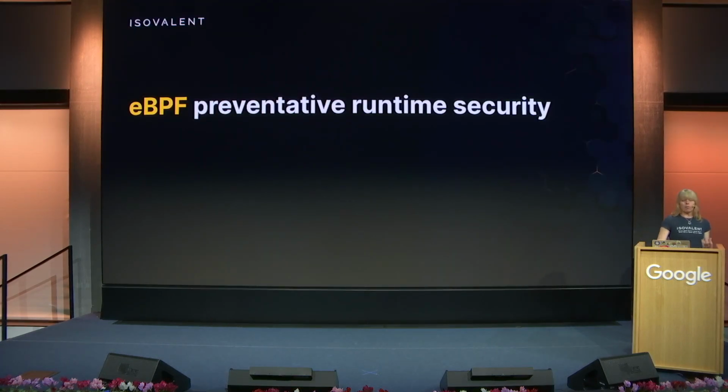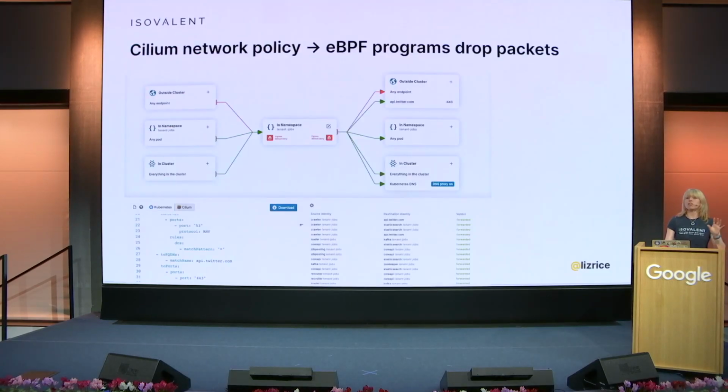So the last thing that we might want to think about if we're talking about security is, can we not just observe these events? Can we stop them from happening? Well, we do this all the time, right? We do network security events preventatively all the time. So network policy, in Cilium, we enforce network policy by dropping packets with eBPF programs. We've done this kind of thing, dropping packets with firewalls for years. This is not sort of a new concept.